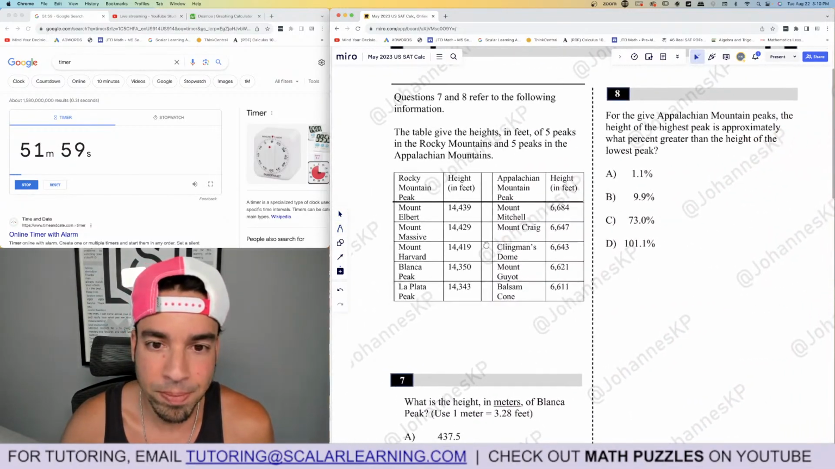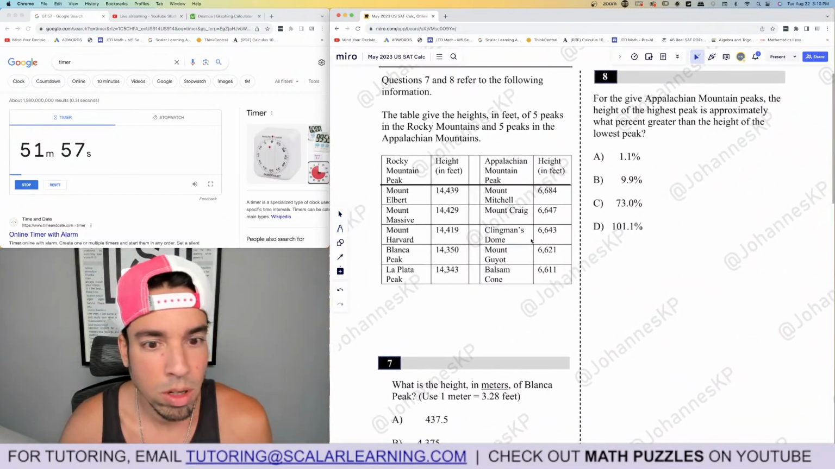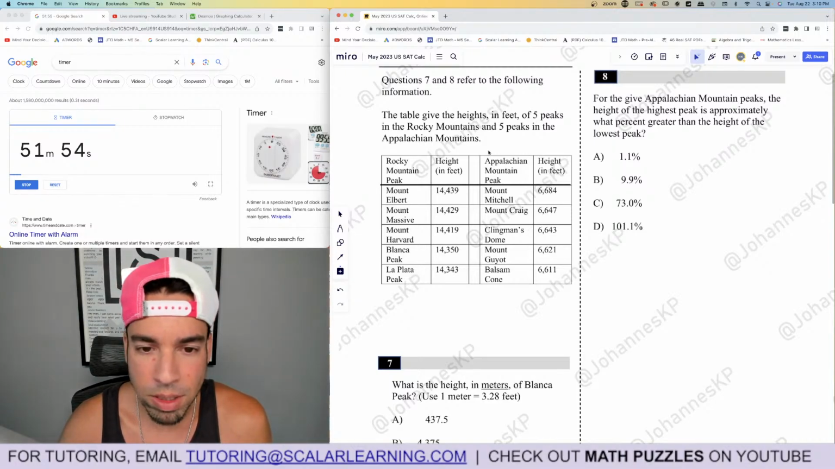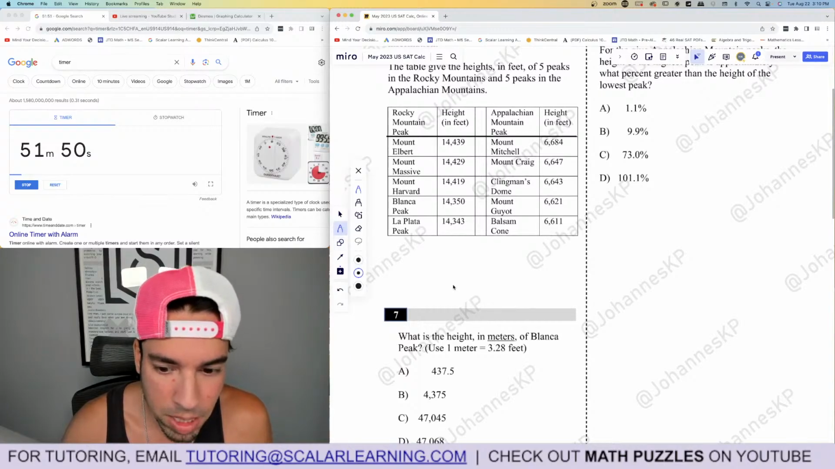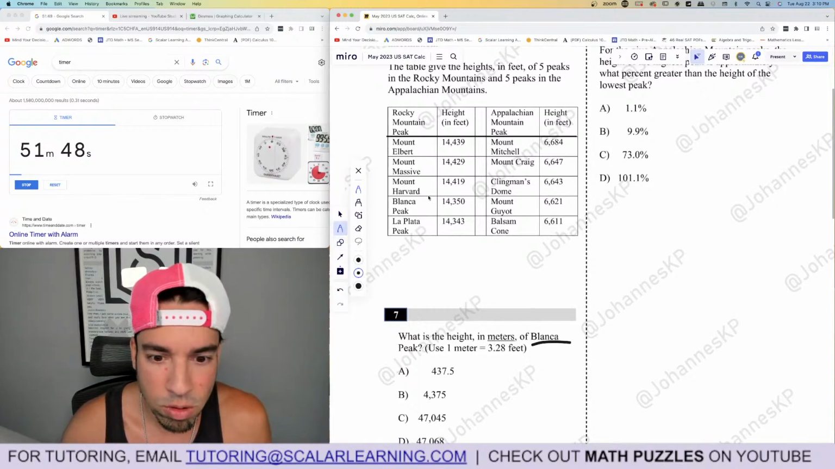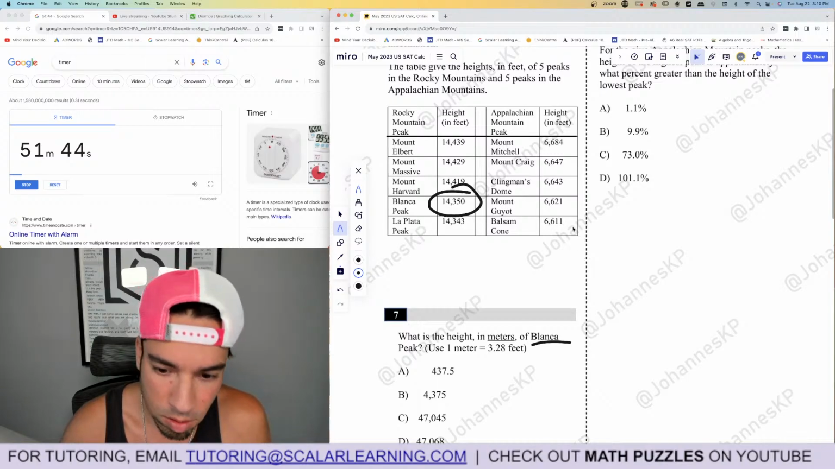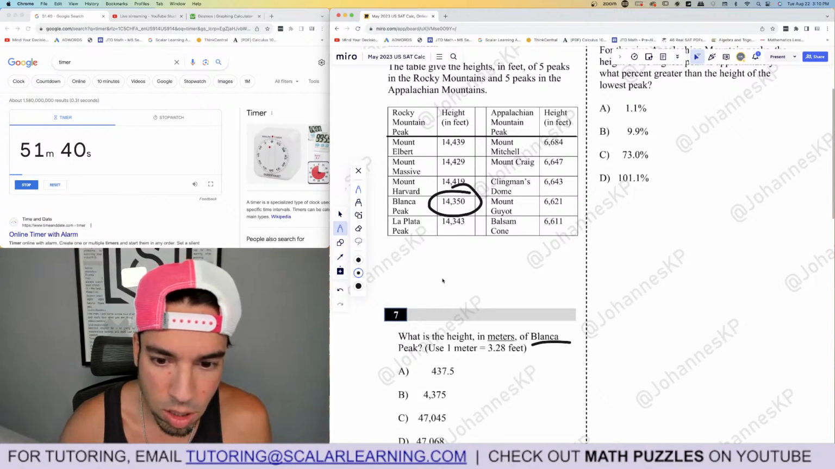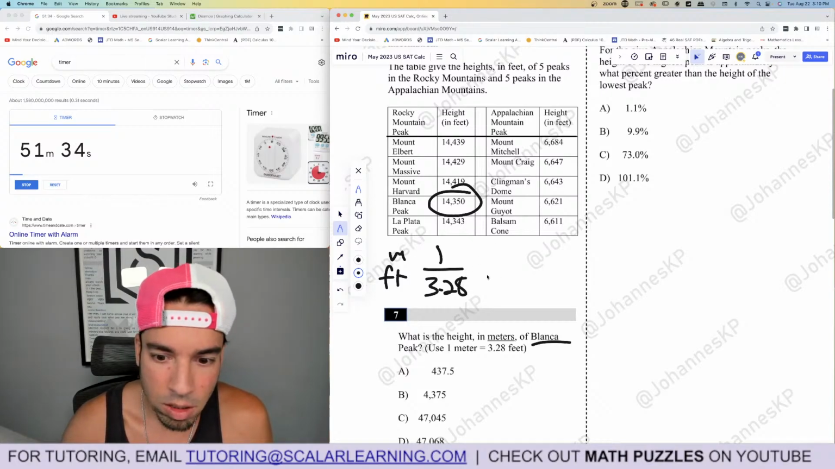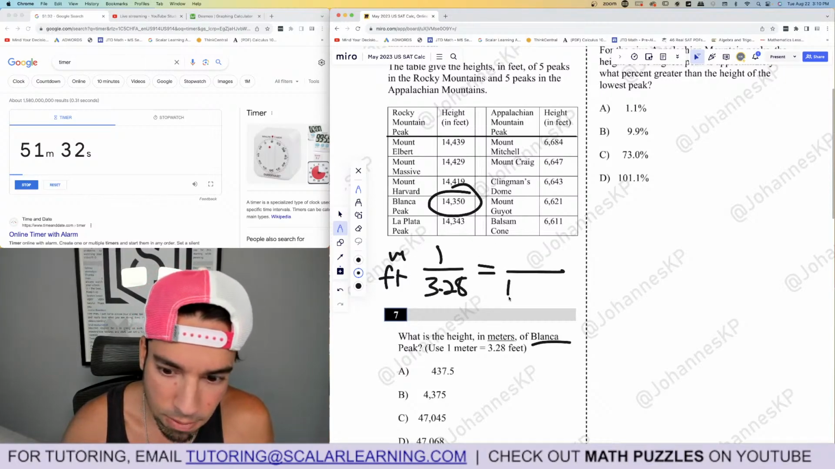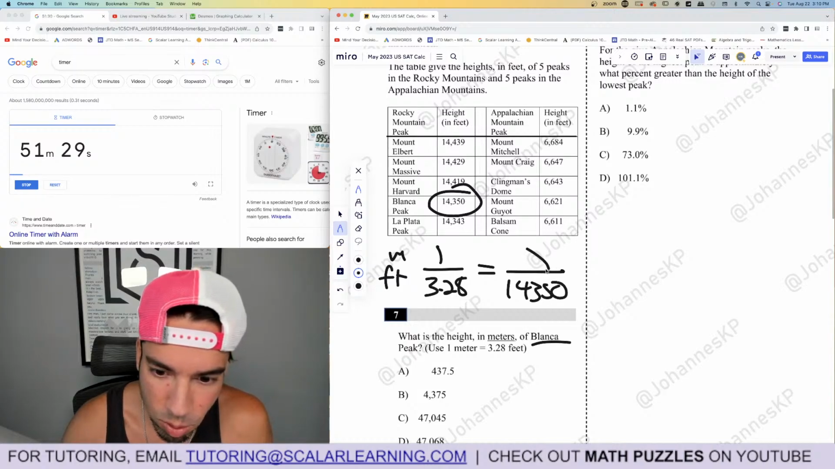Number 7. For 7 and 8, refer to the table, which gives the heights in feet of 5 peaks. Okay, what is the height in meters of Blanca? Where's Blanca? Blanca Peak. Okay, we have to convert feet to meters. So 1 meter is 3.28 feet. So we know that this is 14,350 feet. We want to know how many meters.